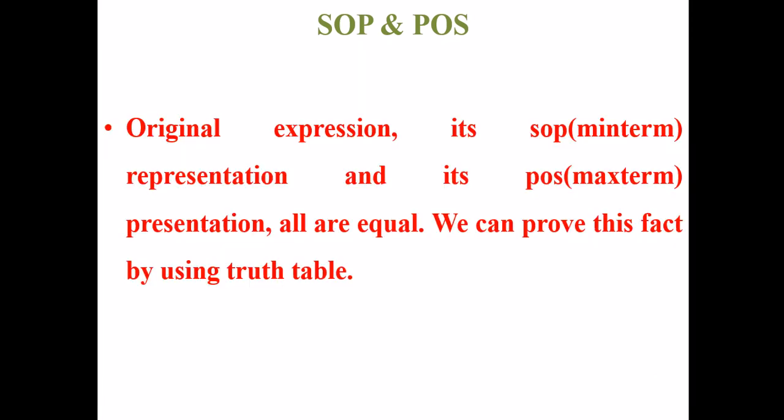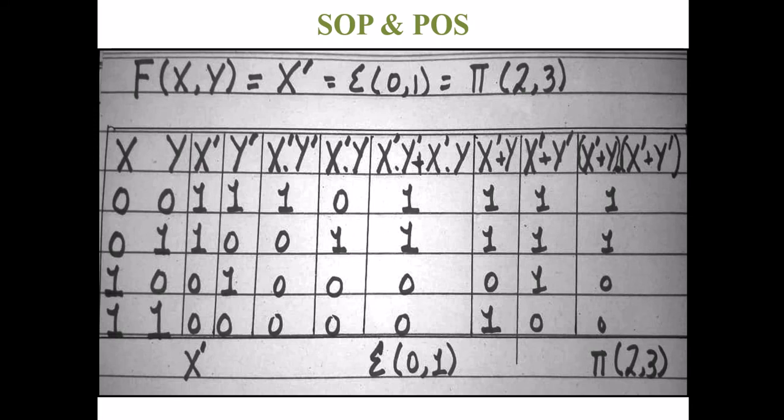So the original expression is SOP. SOP stands for sum of products, and POS is product of sums. So minterm is sum of products and maxterm is product of sums. Both are equal, and you have already proved it in the truth table earlier.